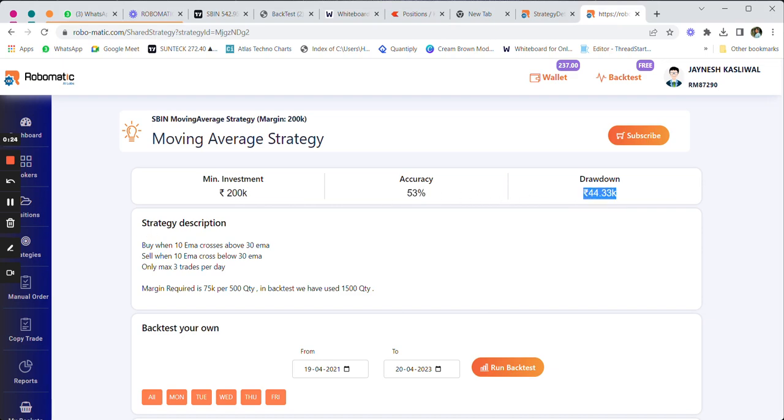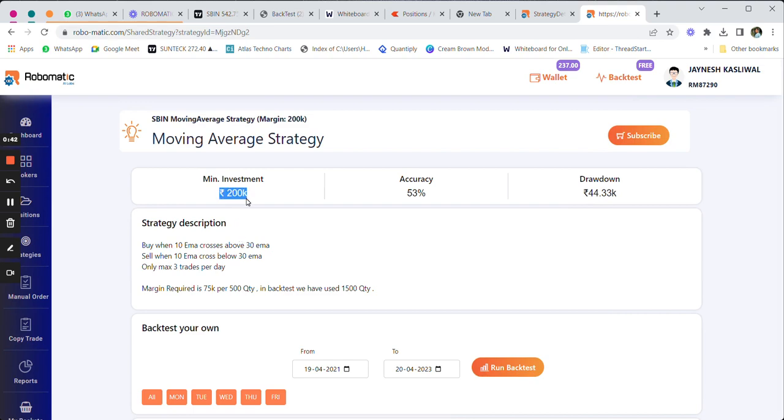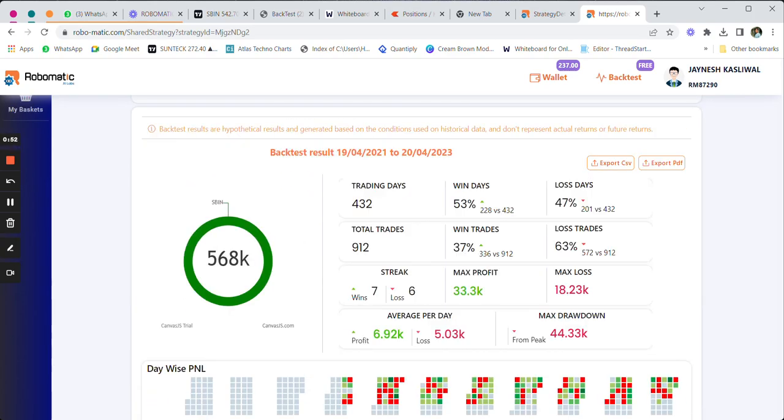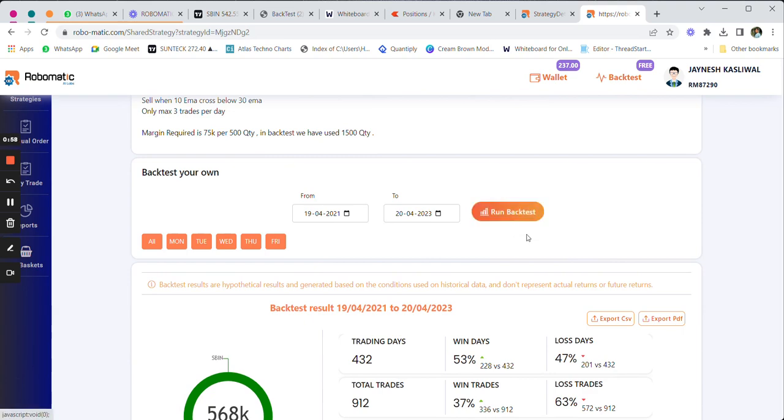I have given a short strategy description here. I have already explained the strategy in the video, so you can watch that video as well. And apart from that, the margin required is 75,000 rupees per 500 quantity. In backtest we have used 1500 quantity, right? So this is the main reason why you are seeing the margin required as 200k, while you can also subscribe to the strategy, or you can also run the strategy on 500 quantity here. Now you can also see the backtest result below, so that you can verify the backtested data, as well as you can run the backtest on your own, because the backtest is absolutely free of cost, right?